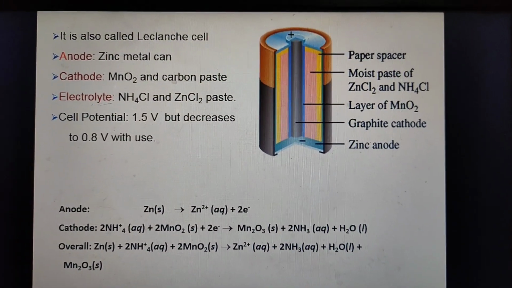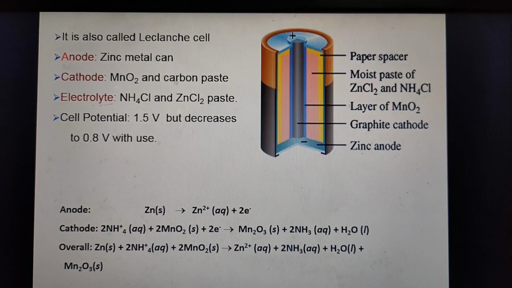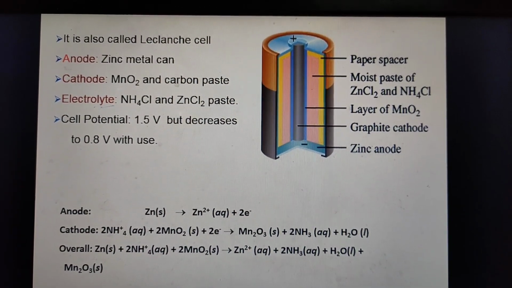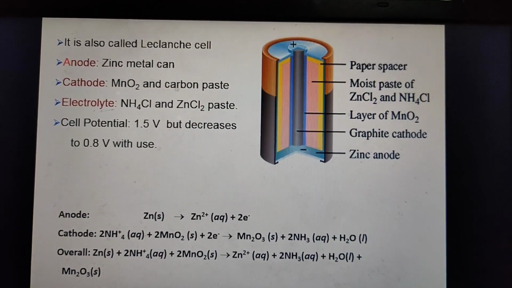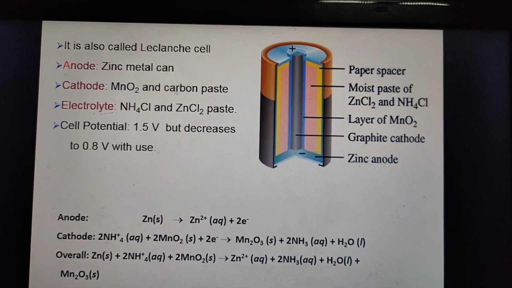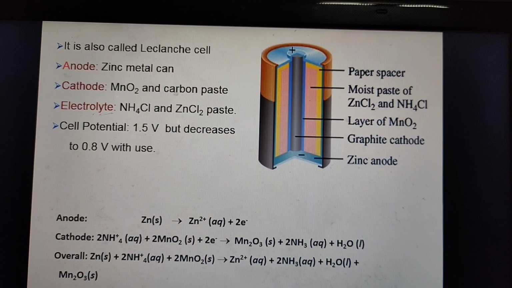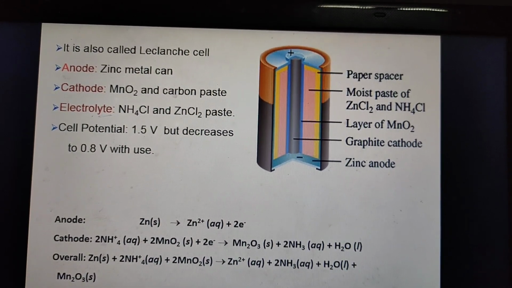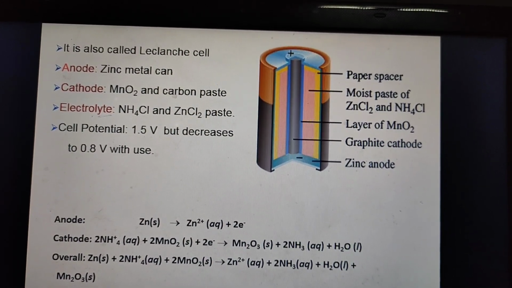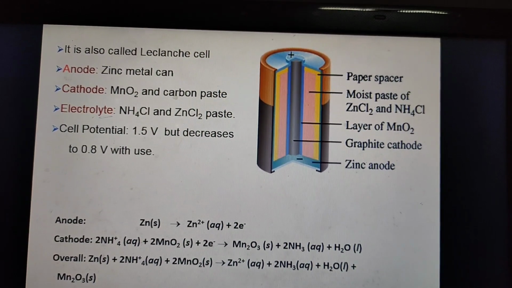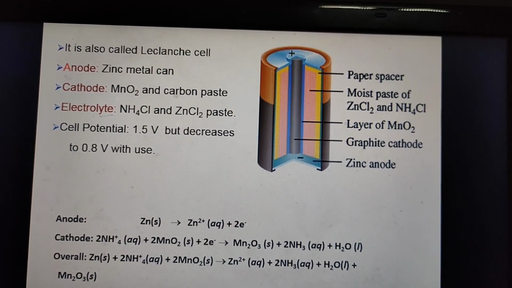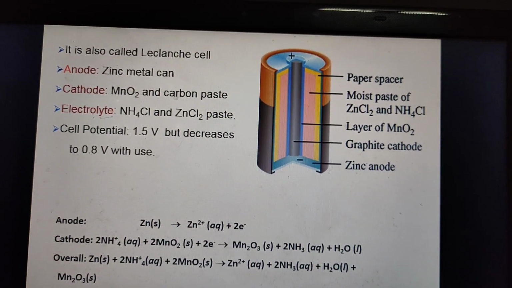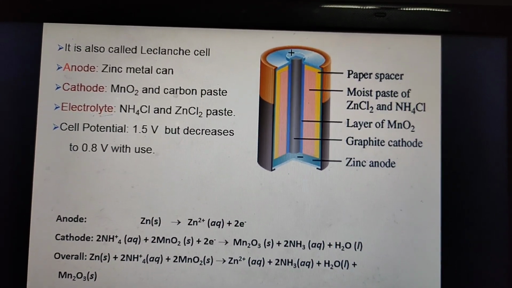So this cell is called a Leclanché cell. Now what is the anode? The anode is the zinc metal can, and the cathode is the manganese dioxide and carbon paste. The electrolyte is a mixture of ammonium chloride and zinc chloride, a moist mixture actually. Moist it must be because the electrons will have to flow. Cell potential is 1.5 volts, but it even decreases down to 0.8 volts.